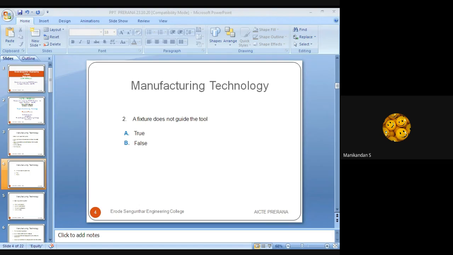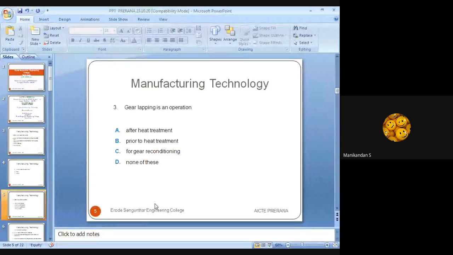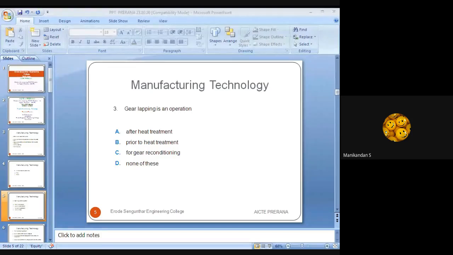Has anybody known about jigs? Actually, a jig is a type of custom made tool used to control the location or motion of another tool. That is the purpose of jigs. Whereas jigs and fixtures hold and fix the workpiece. Okay, so the answer for this question is that a fixture does not guide the tool is correct. Kindly note down the answer. We go for the next one.